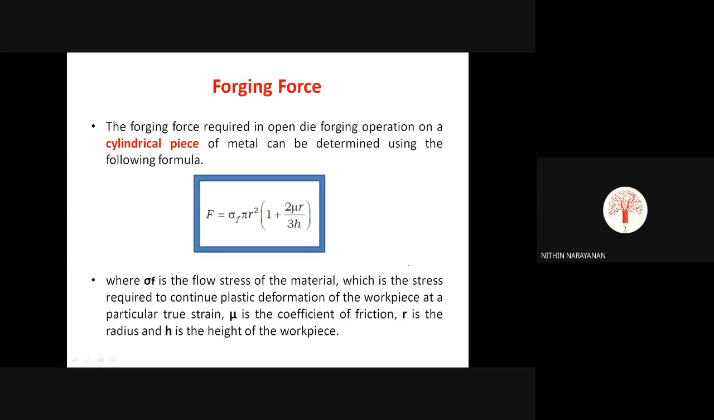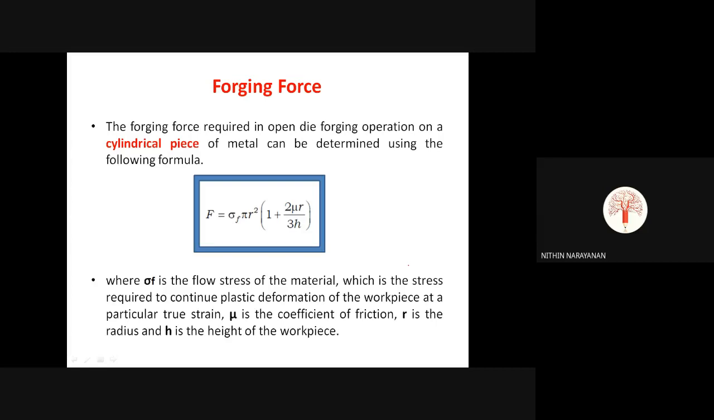Sigma F is the flow stress of the material, which is the stress required to continue plastic deformation of the workpiece at a particular true strain. That flow stress we have already discussed in the previous module. And mu is the coefficient of friction, r is the radius, and h is the height of the workpiece. So if we know all these parameters, we can directly substitute in the equation for forging force. Here we have considered a cylindrical workpiece. That's why we get an r value in the equation.